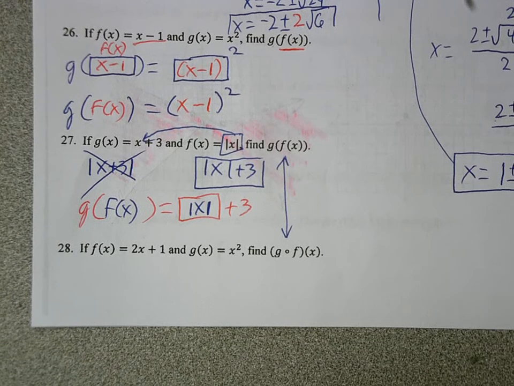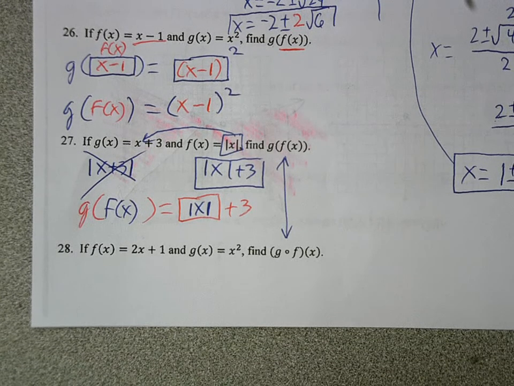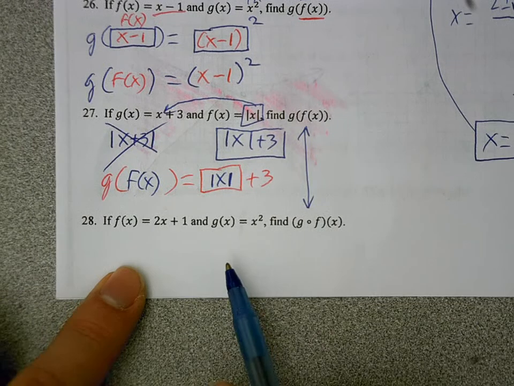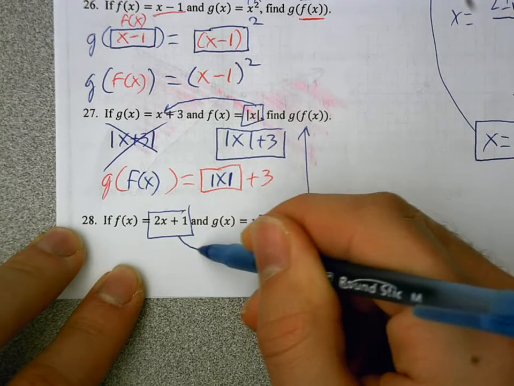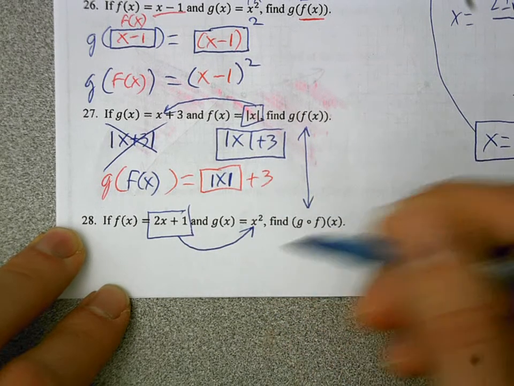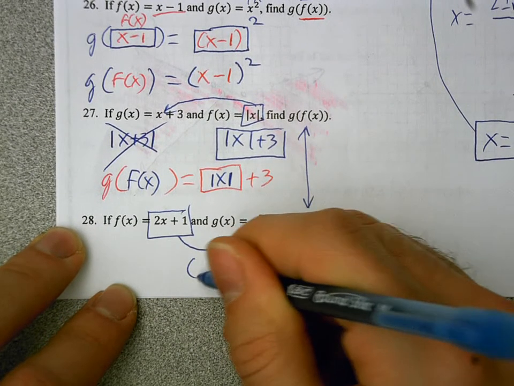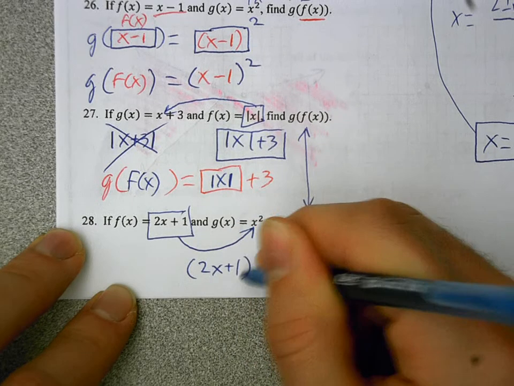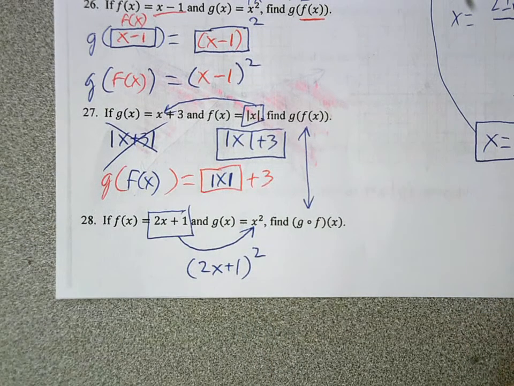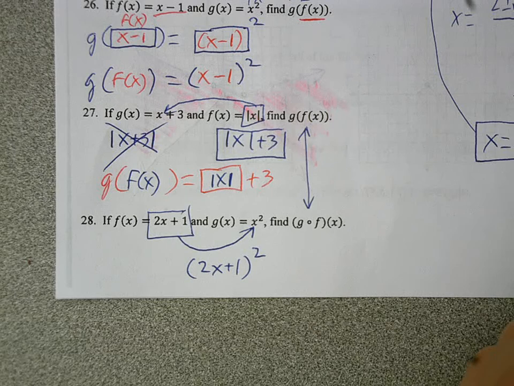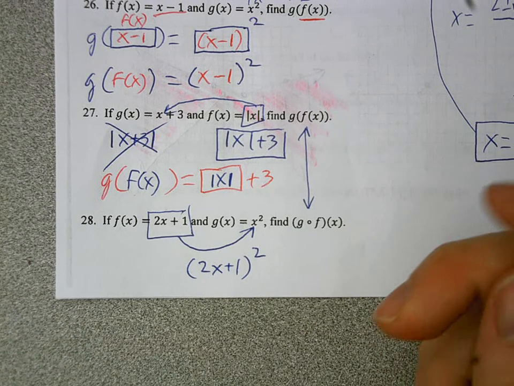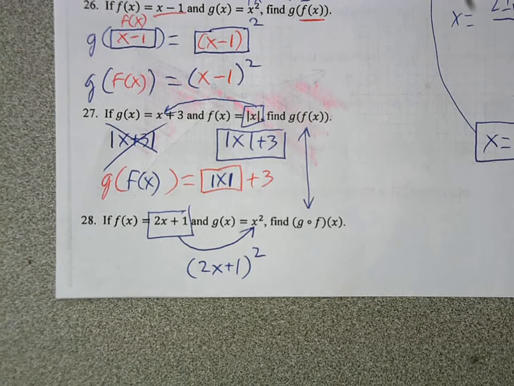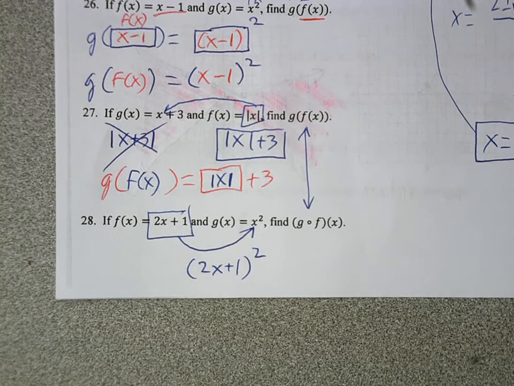Be careful not to do it backwards. Same thing for 28. On 28, you're taking f of x, putting it inside g of x. So you should have 2x plus 1 squared. This one, it goes all inside. That would be our answer for g of f of x. All right, that is everything you need to know for Unit 2.